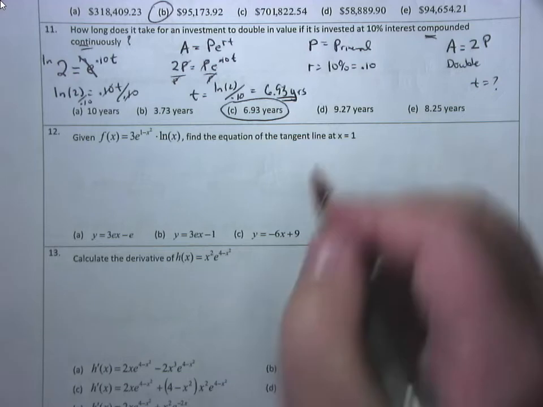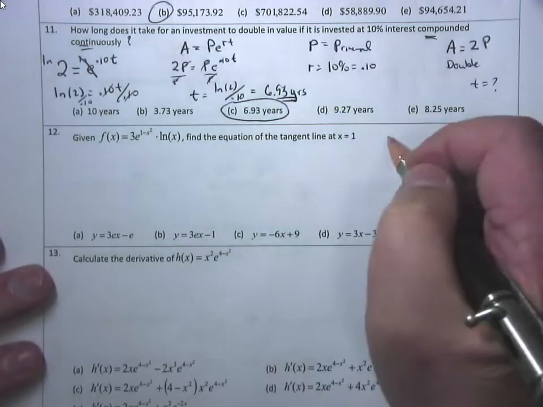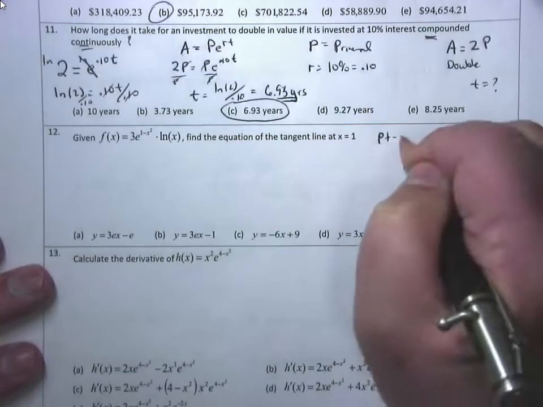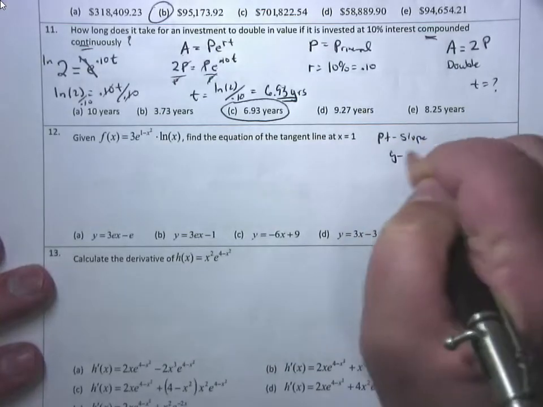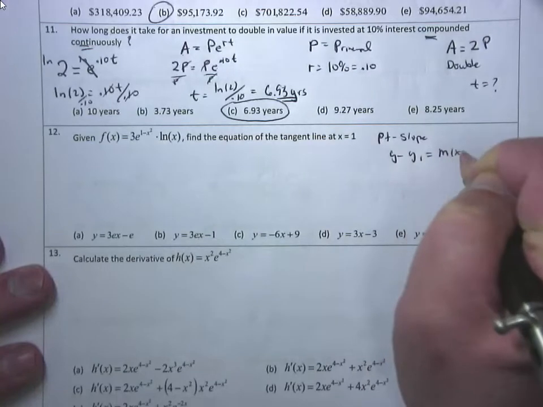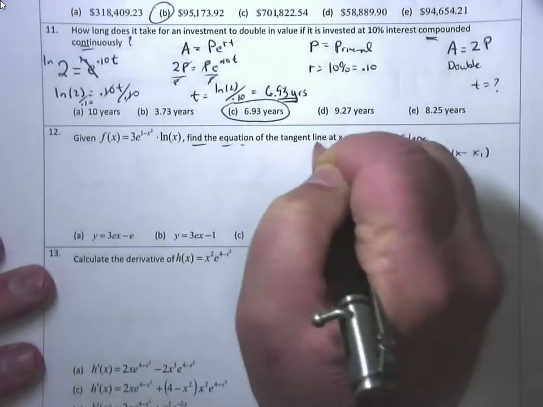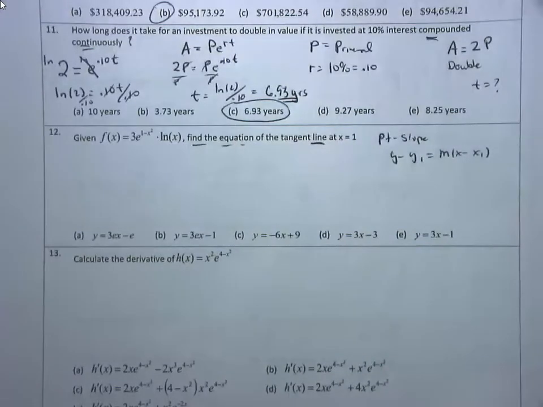To find the equation of a tangent line, I need to have a line. Well, number one, the equation of any line is the point slope formula: y minus y1 equals m times x minus x1. Anytime I hear the words "find the equation of a line," I think point slope formula. I've got to have two things, a point and a slope.